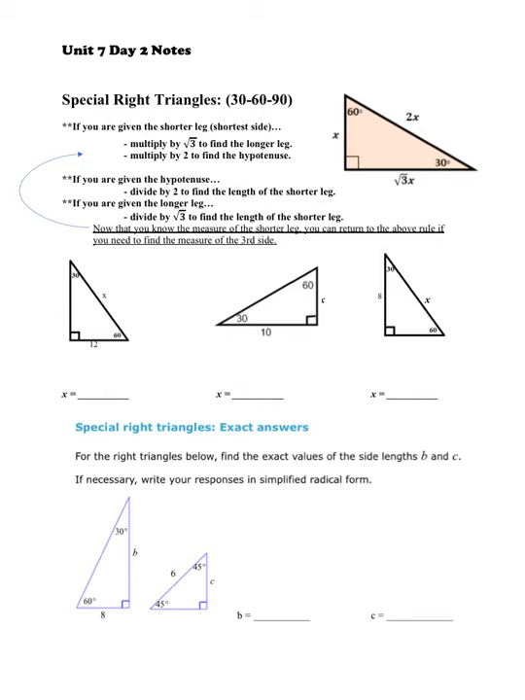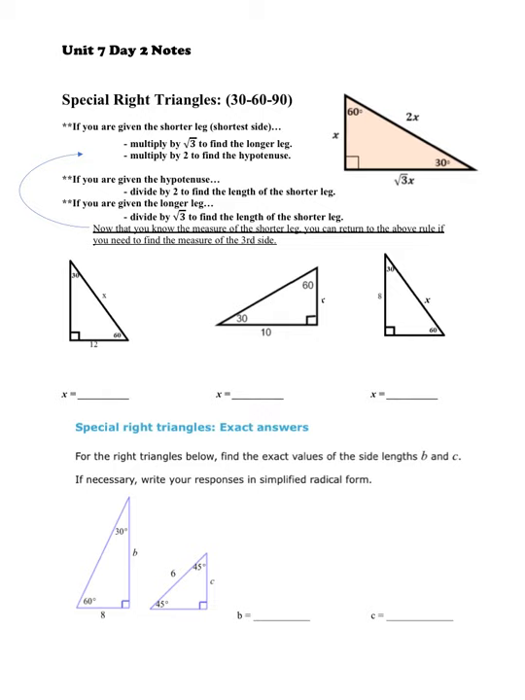Now we have another special right triangle, a 30, 60, 90 degree right triangle. All right. It is special because it also has rules. It has tricks up its sleeve. So here we go. If we're given the shortest leg, that'll be our x. The long leg is x times the square root of 3, and the hypotenuse is 2x. That's kind of cool.